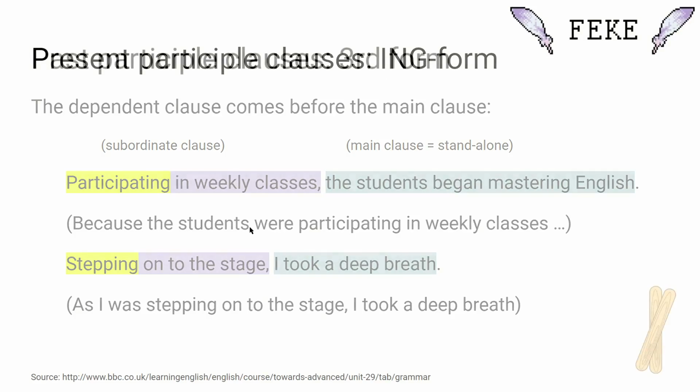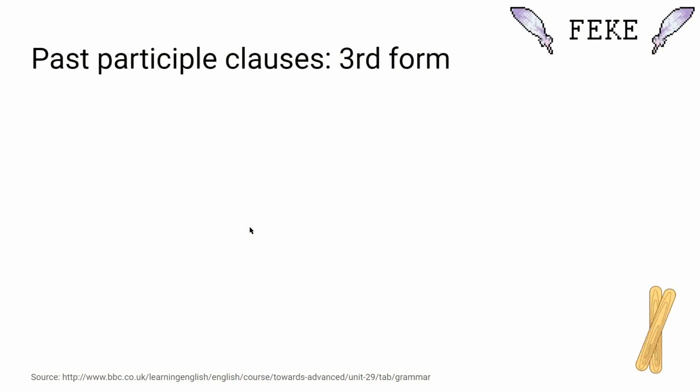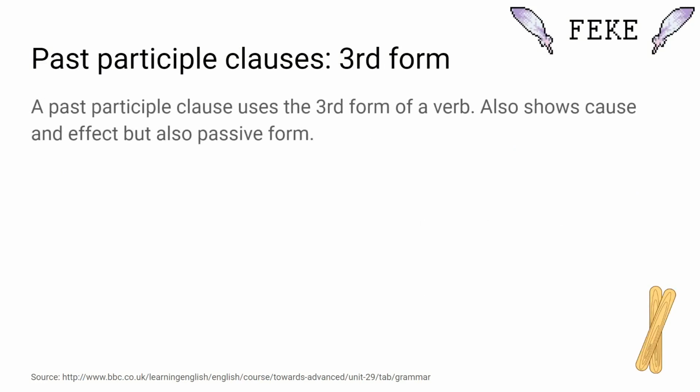Now the second way to create a participle clause, also known as the past participle, is using the third form of a verb. This also helps us illustrate cause and effect, and can also help us understand how to create a passive form of a sentence. The passive being that the subject is less clear, or that there's not a subject completely visible to the reader.